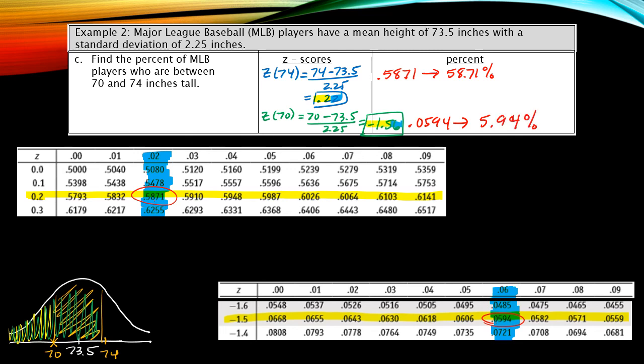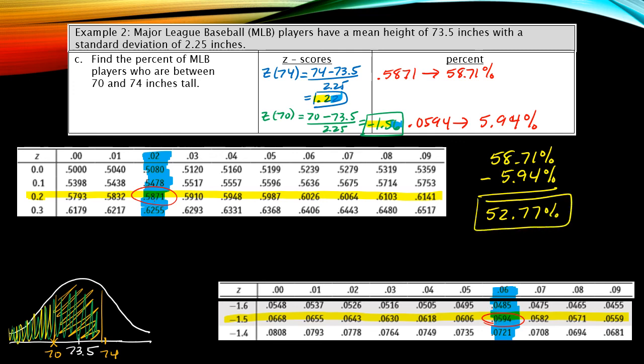Okay, so I have my two percentages. Now I need to subtract them. So I'm going to take 58.71%, and I'm going to subtract 5.94%, and that's going to give me the percent of baseball players who are between 70 and 74 inches tall. So if I subtract those two numbers, I get 52.77%. So 52.77% of Major League Baseball players are between 70 and 74 inches tall.